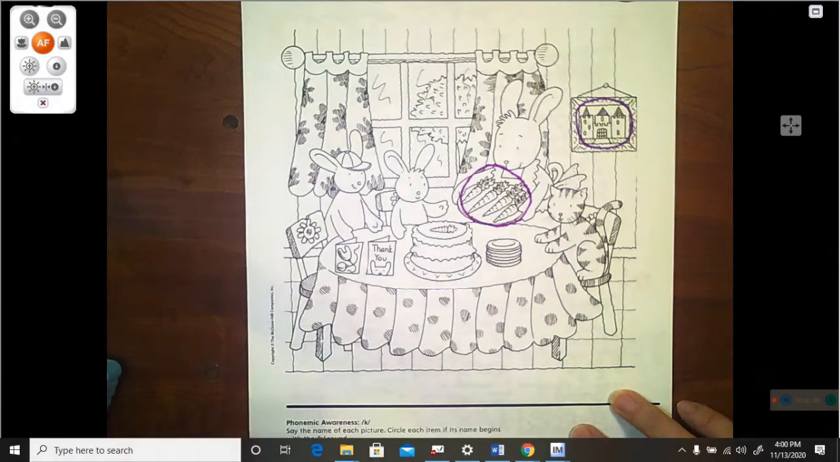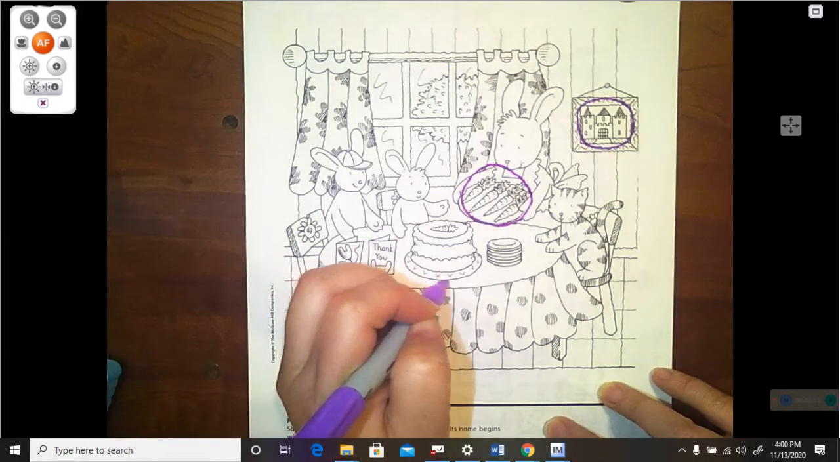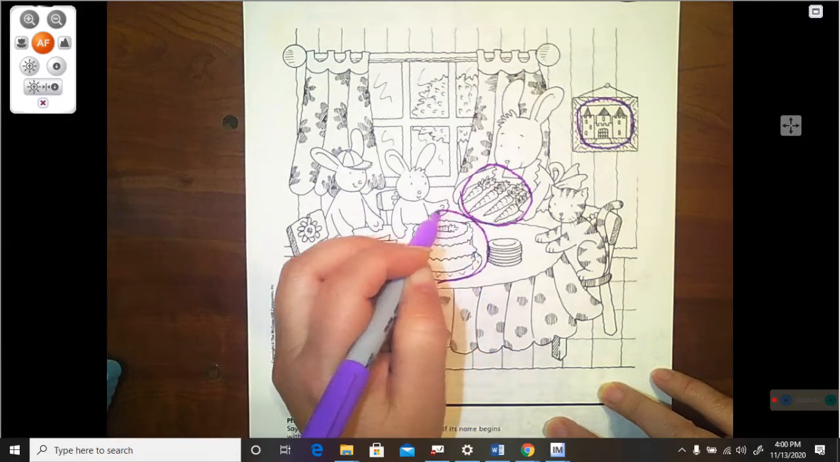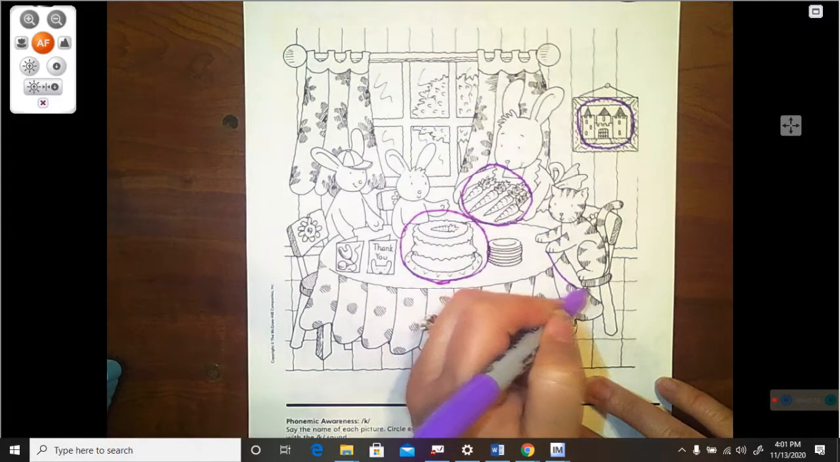What is the yummy dessert in this picture that begins with the k sound? It is a cake. A cake begins with the k sound, with this letter C. I see an animal in this picture that begins with a k sound. Do you see it? What animal begins with the k sound? A cat.